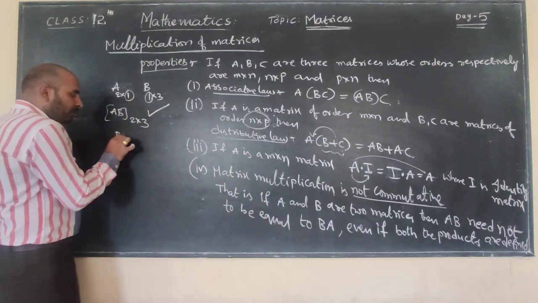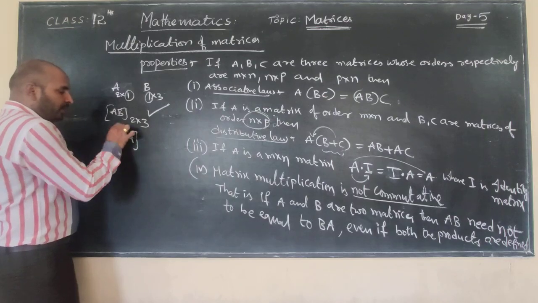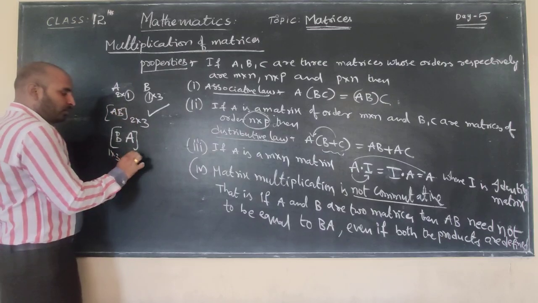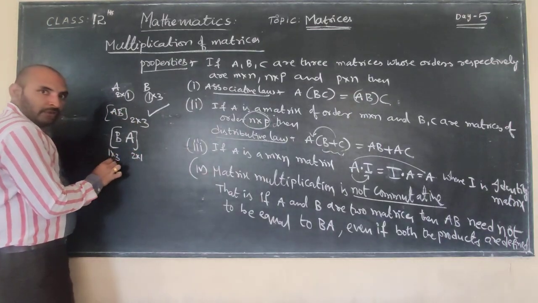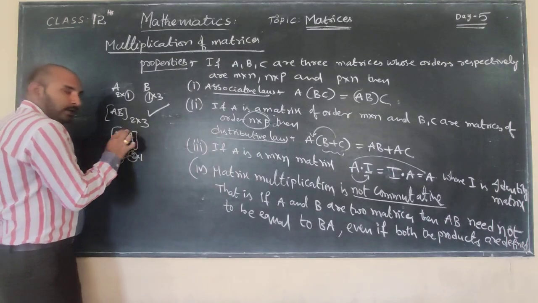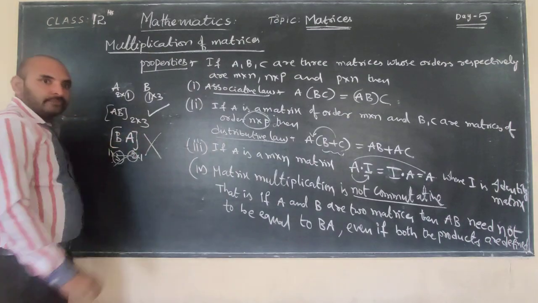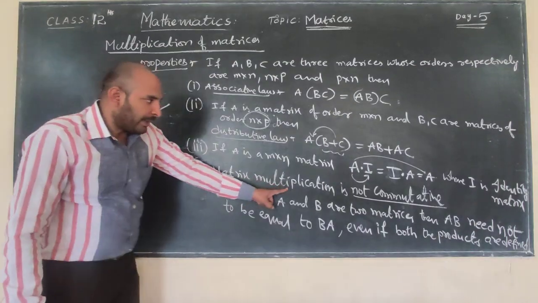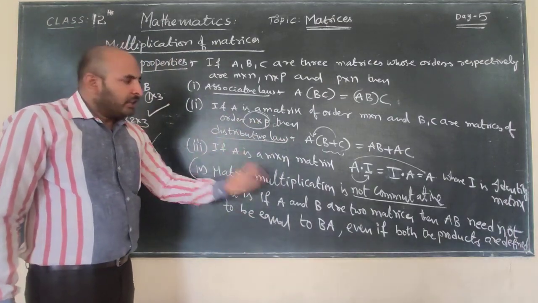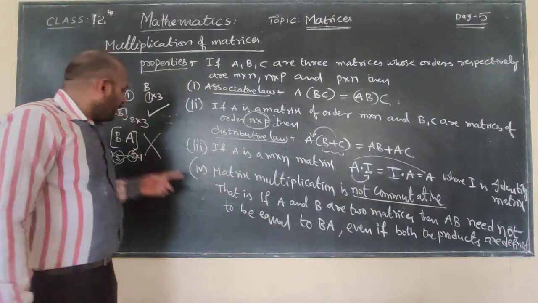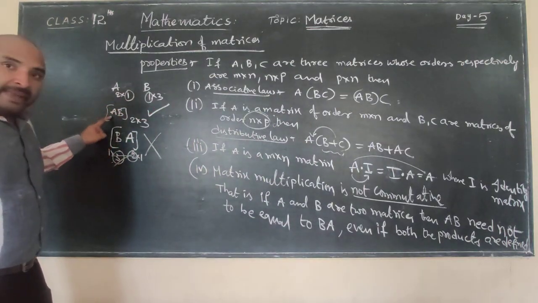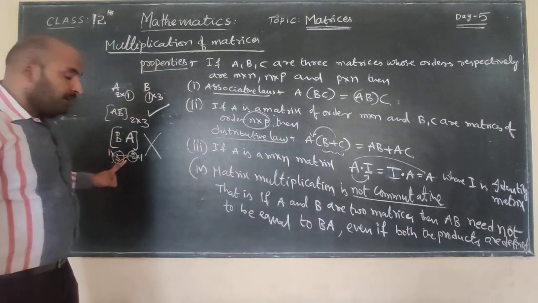So what is BA? The B matrix order is 2 cross 3 as seen here, the A matrix order is 2 cross 1. But the number of columns of the first and number of rows of the second are not equal. In this case, these two are not equal. So BA is not defined. Observe, matrix multiplication is not commutative. If AB exists, it need not be equal to BA. This is the example: A matrix 2 cross 1, B matrix 1 cross 3. AB exists, but BA does not exist.